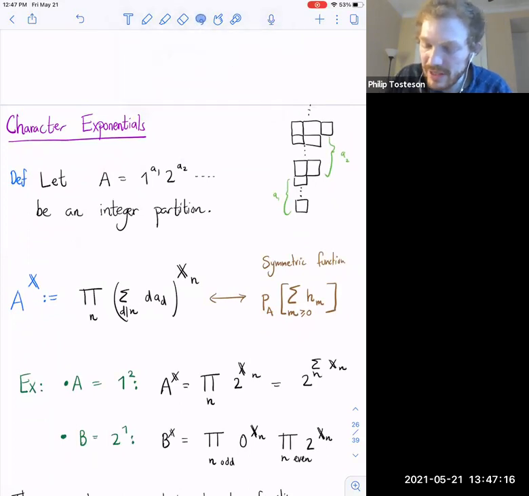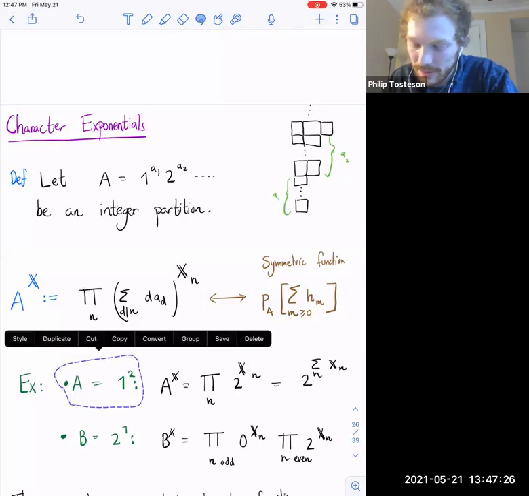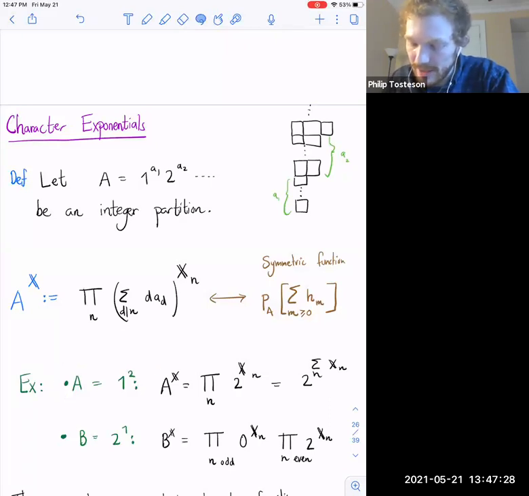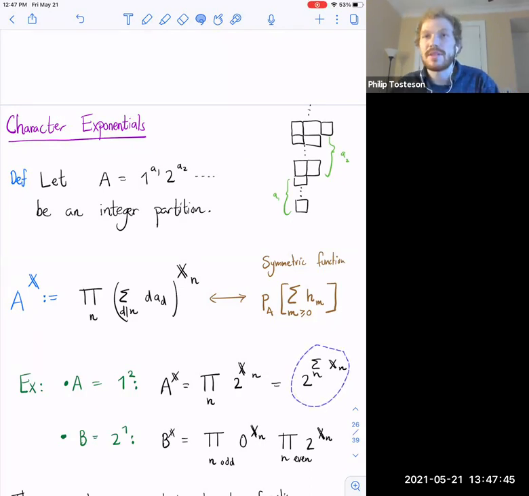And in this definition, it's really important that 0 to the 0 is 1. So when A is equal to 1 squared, what you get is that A to the X is equal to the product over all N of 2 times X to the N, which is 2 to the sum of Xn. So you can see that this is something that we were seeing before.